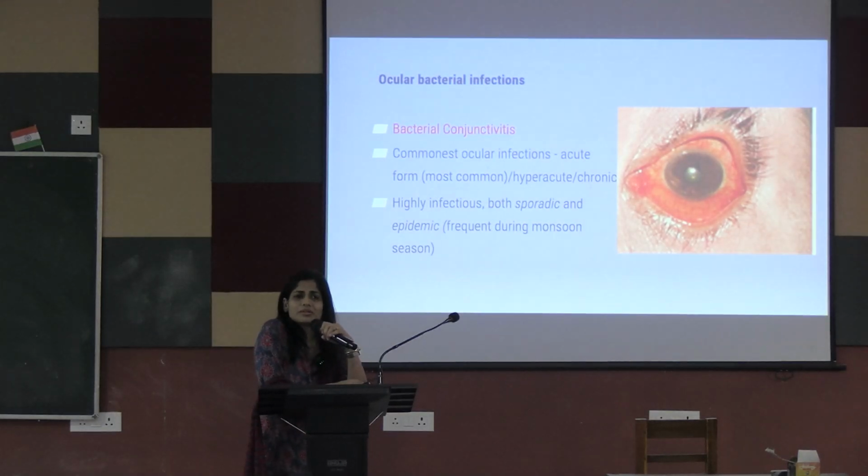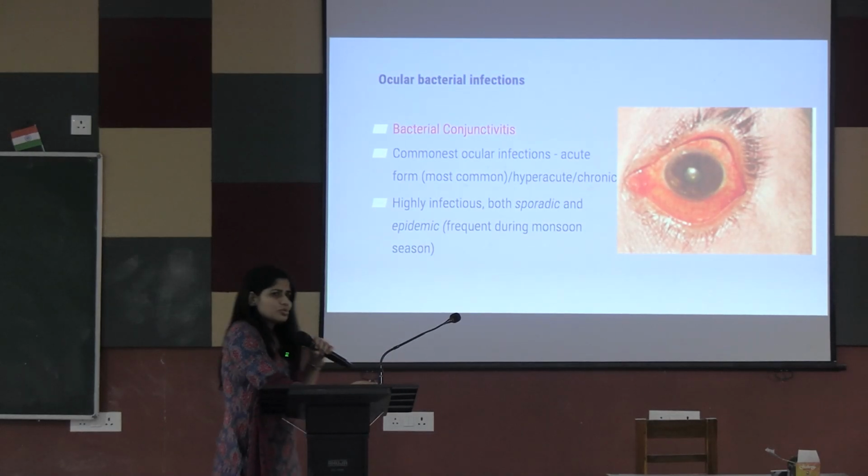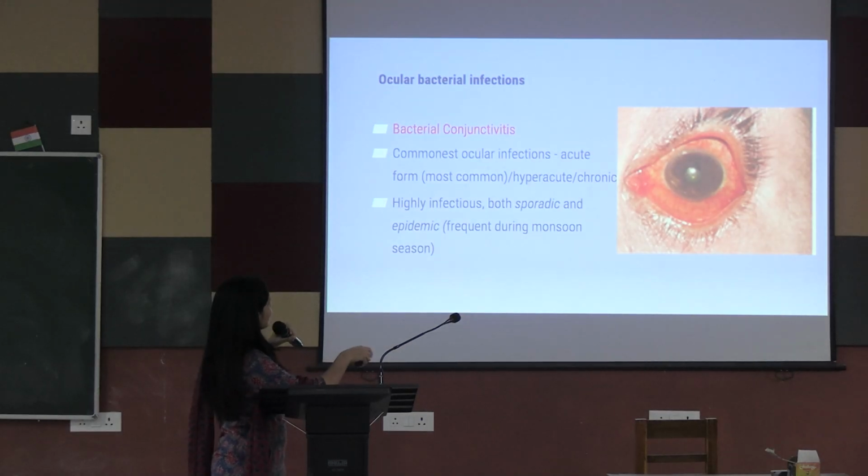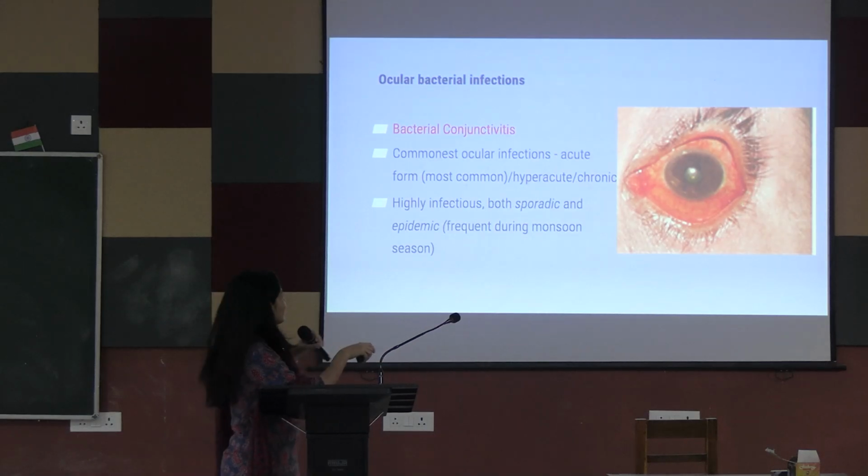What could be the causative organism? If you do not treat it, it can subside on its own. So what can be the organism? Can it be due to viruses? It can be due to viruses, right? So this is the commonest ocular infection, conjunctivitis. It can be acute or hyperacute or chronic.